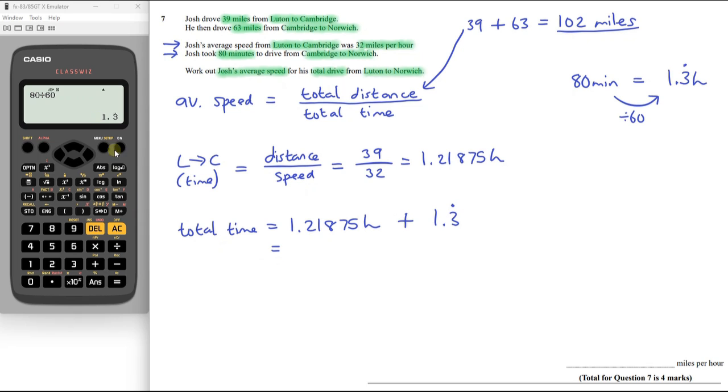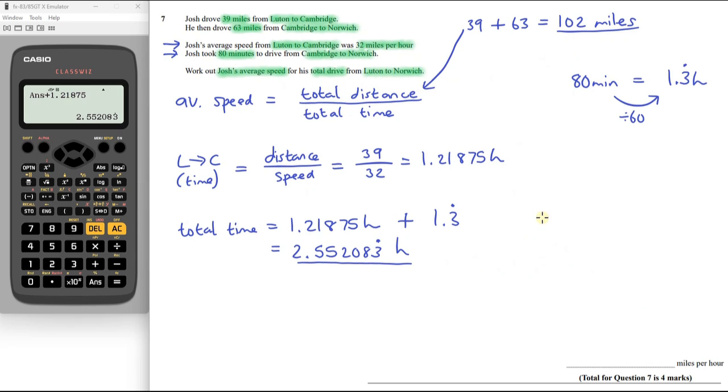So what does that give us? I've already got 1.3 recurring in the calculator, so if I add 1.21875 and press equals, we get 2.552083 recurring. I'm going to write down everything. So that is our total time, and that is in hours. So now we have our total time.